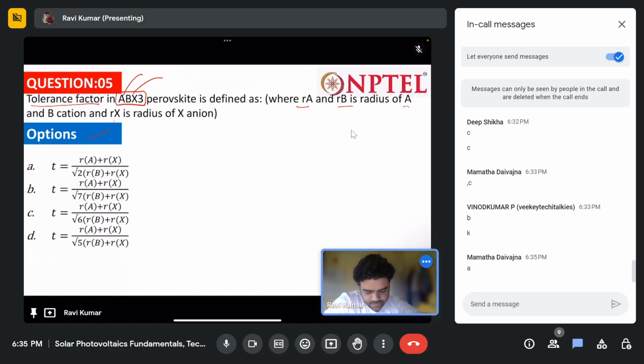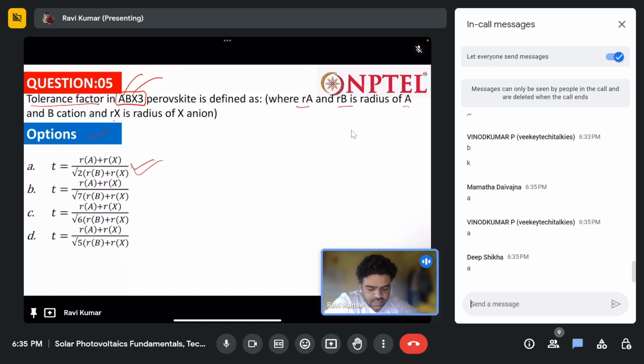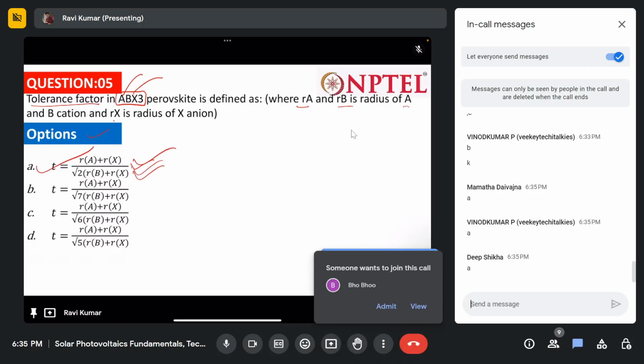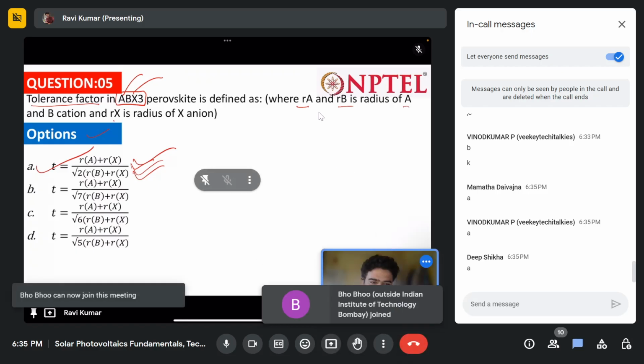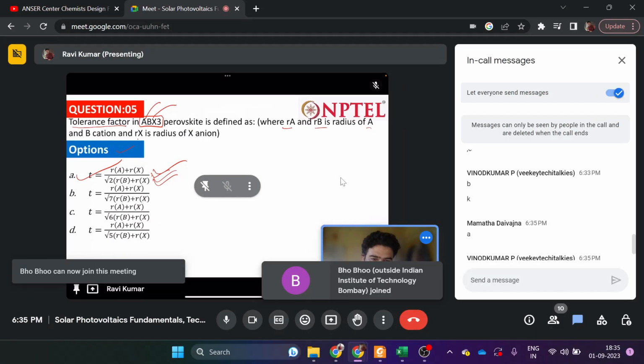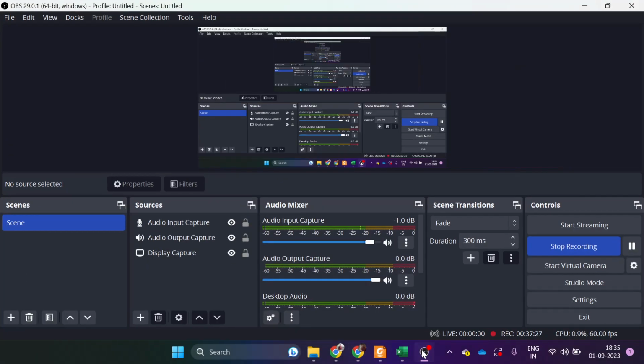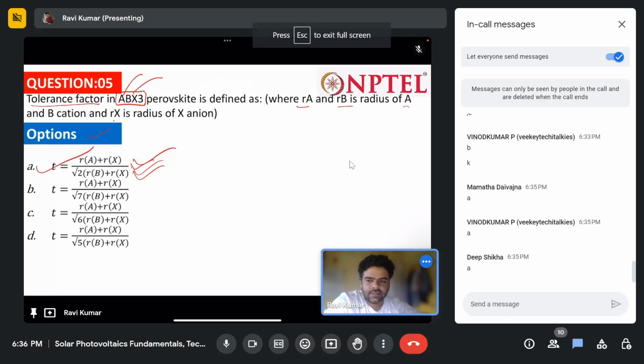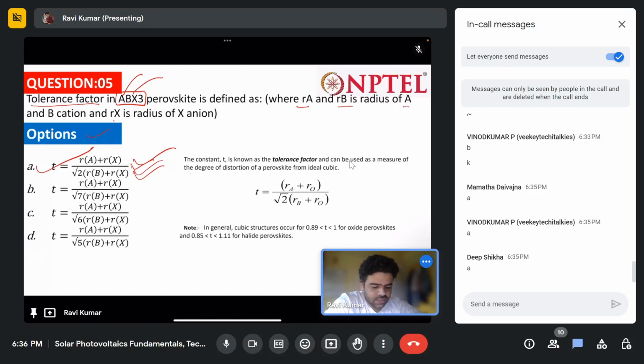Mamta said A. Okay. Vinod A, Deepsika A. So I am also saying A. Yes, A is the correct answer. It is being used for the degree of distortion. Someone asked in the last class as well. I think Deepsika asked this. So this option is A.